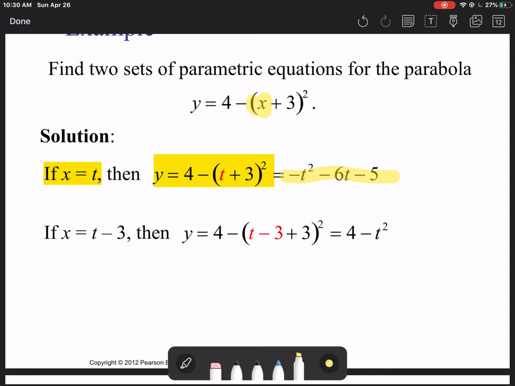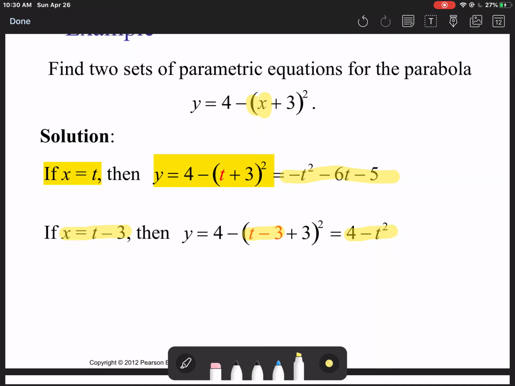The simplest way is just to let x be t, but I can let x be anything. I can let x be t plus 2, or t minus 5, or t squared, anything you want, as long as it's in terms of t. That gives you your first equation, x equals whatever you just said, and then you plug that into your y equals to get your second equation. In this case, we let x be t minus 3. The reason we chose t minus 3 is that if you plug it into the equation in place of x, I get t minus 3 plus 3, which simplifies to just t, and I get y equals 4 minus t squared as my second equation.